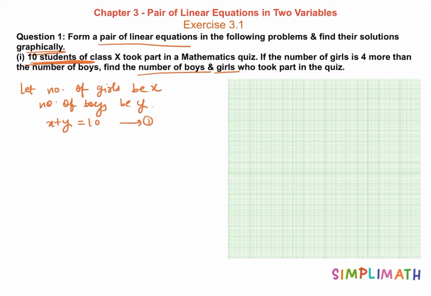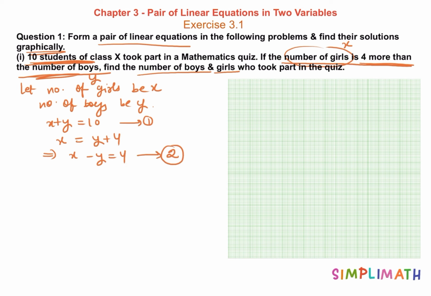And the other thing that we are given is number of girls is 4 more than the number of boys. So number of girls is what? X is 4 more than number of boys. Number of boys is Y. So we can say that X equals Y plus 4, right? So I can say X minus Y equal to 4. So this is equation 2. So these are the two equations that we have from the given word problem.